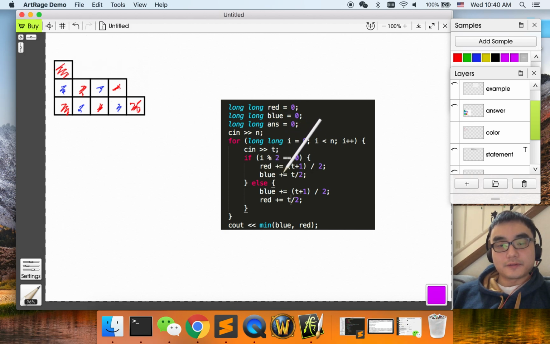So the number of red nodes is the height plus 1, then divided by 2, right? So the blue count is just the height divided by 2, right? So in the even columns it is vice versa, right? So the blue node count is either equal to the red node count or bigger than the red node count by 1, right? After we get the number of blue nodes and the red nodes in the graph, we can just print out the smaller one.